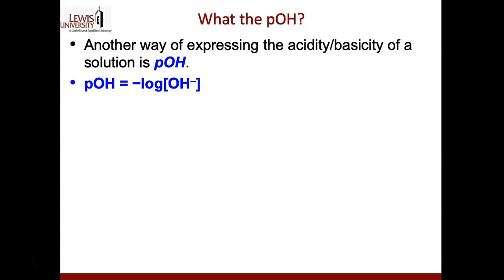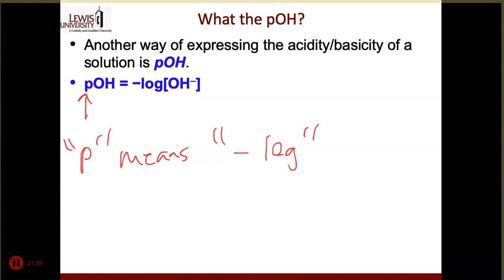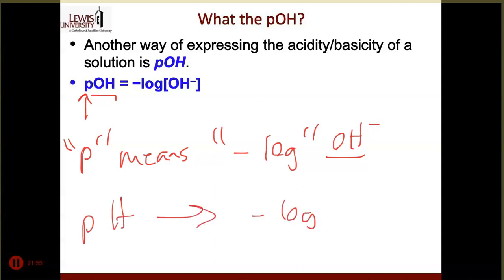Now we can also calculate pOH by taking the negative log of the concentration of H+ or OH minus. From this idea that you can have pH and pOH, you might understand what the letter P means. P just means negative log of whatever comes after it, right? So if I have pOH, that means negative log of OH minus concentration. If I have pH, that means negative log of H plus concentration.